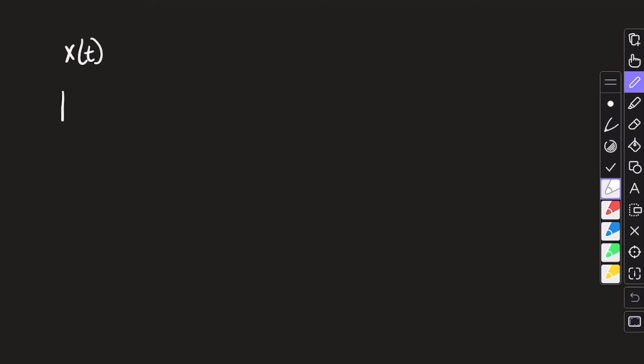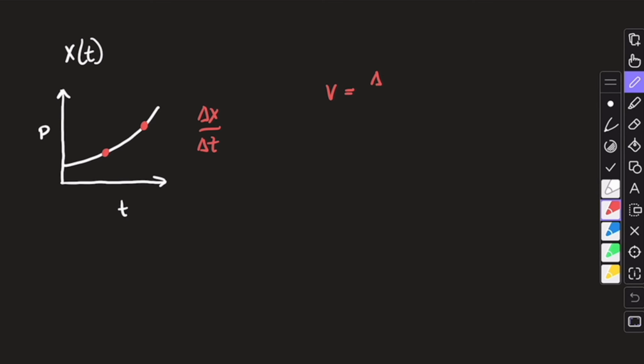So for a simple position graph, if I wanted to find the slope, your method for finding slope in the old days was to choose 2 points and find delta x over delta t. That would be the slope. And we've gone one step further. We've defined velocity by the slope of position.